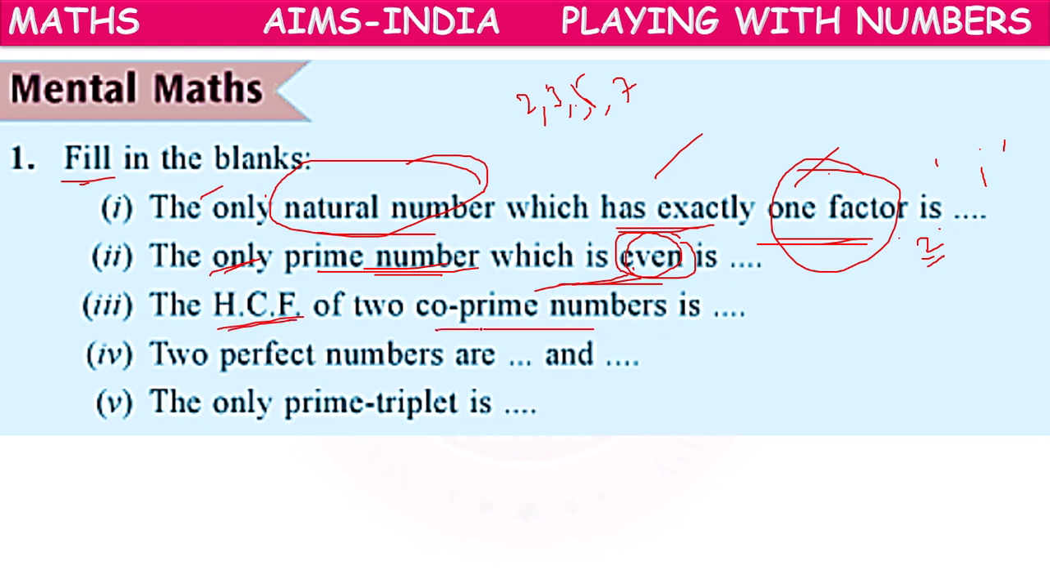The HCF of two co-prime numbers. Why are they co-prime? Because they have a common factor of only 1. So their HCF is 1.